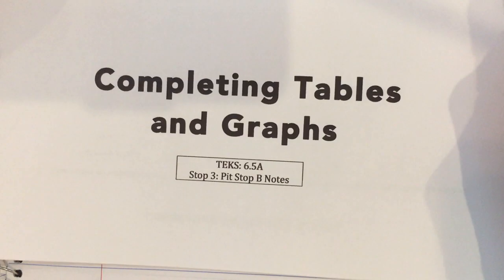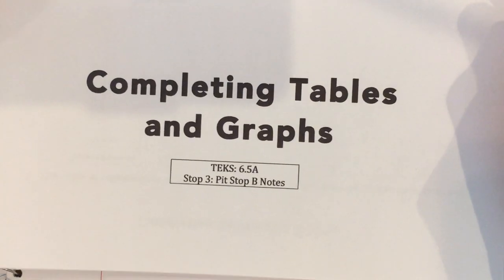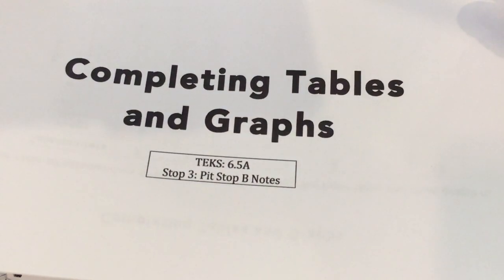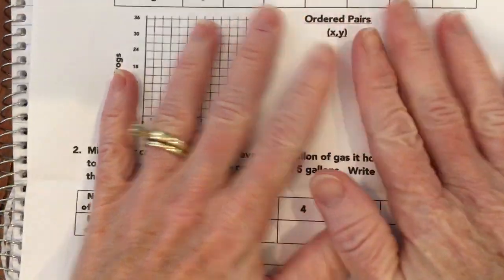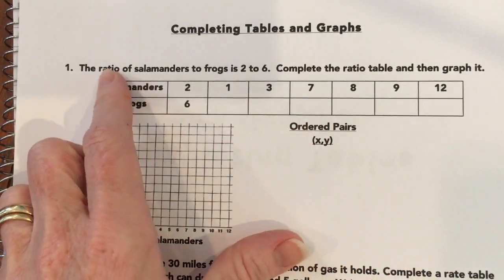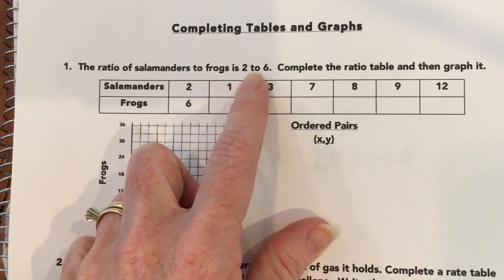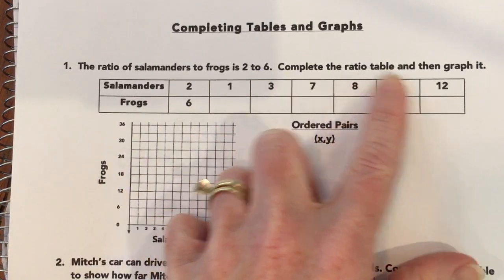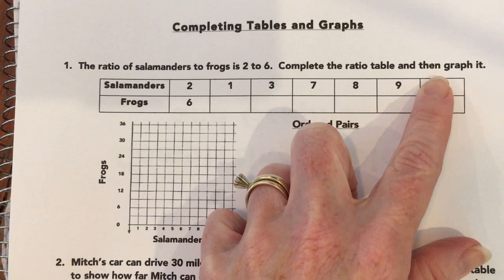So this video is going to be about completing tables and then using those tables to make a graph. So let's take a look. Here we have our first problem. The ratio of salamanders to frogs is 2:6. Complete the ratio table and then graph it.